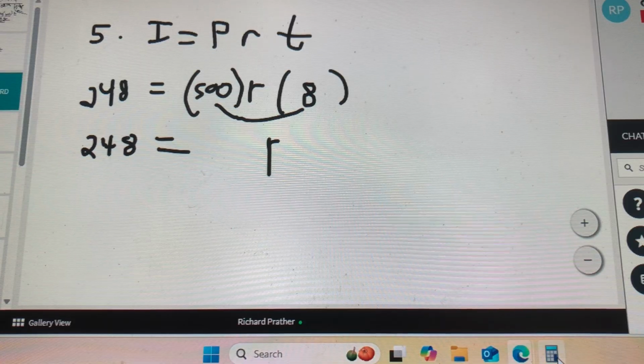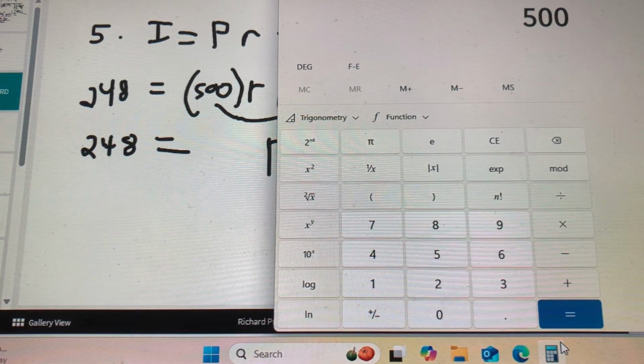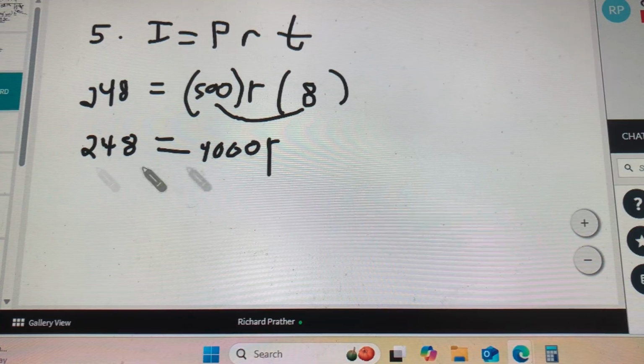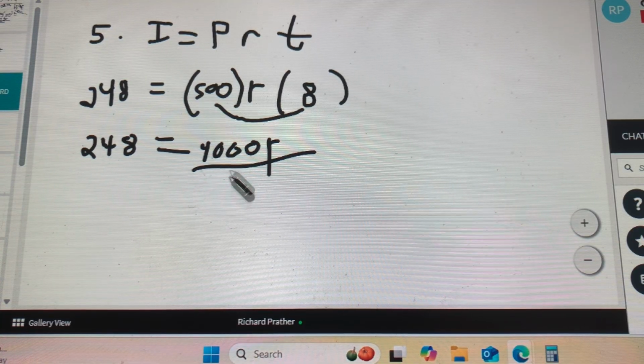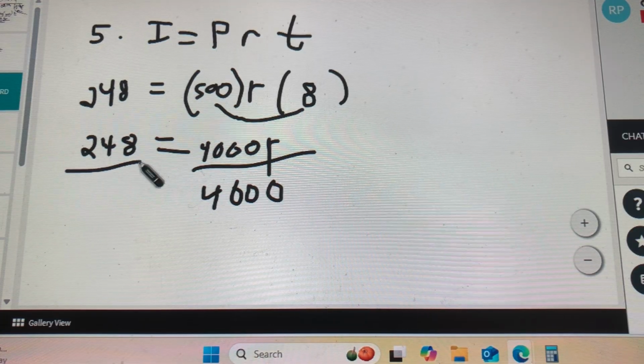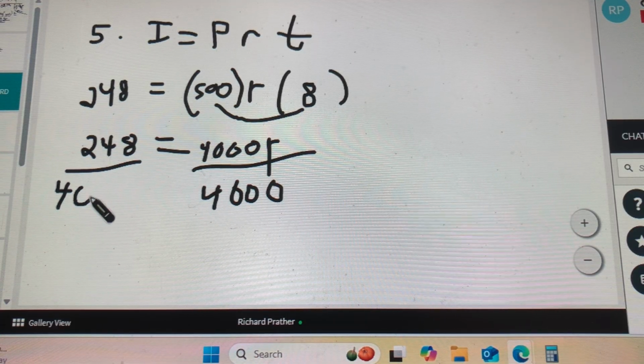But 500 times 8 is 4,000. So you're getting 4,000 times R equals 248. Always divide by whatever's in front of the variable. Divide by 4,000.